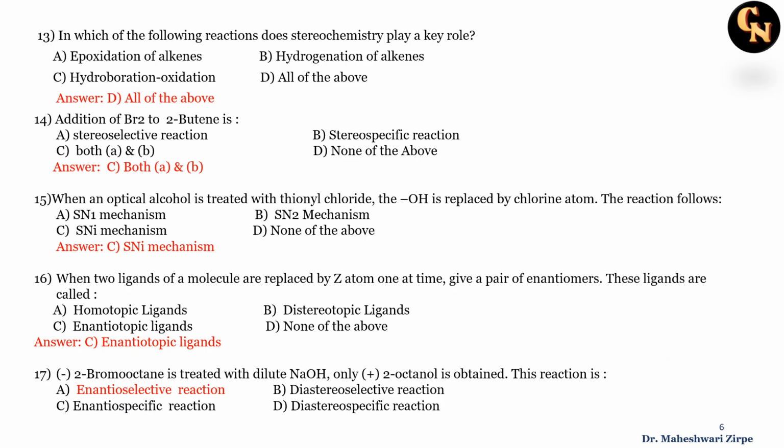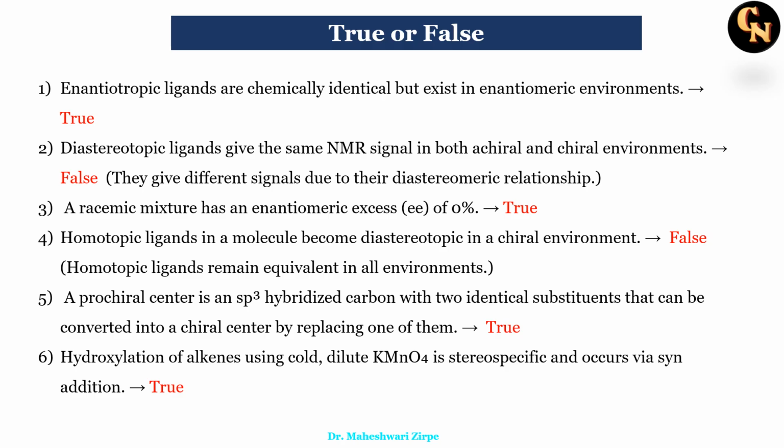Now let us go to the next one. So let us start now the next, that is true or false. The first one: enantiotopic ligands are chemically identical but exist in an enantiomeric environment. So obviously this is true, because we have seen that enantiotopic ligands are chemically identical but they exist in a different environment, that is a chiral environment.